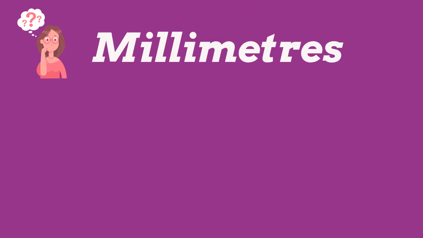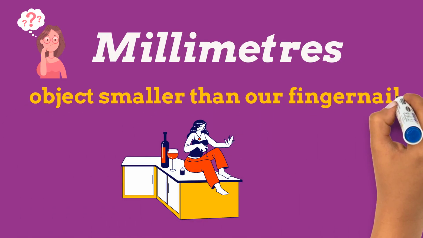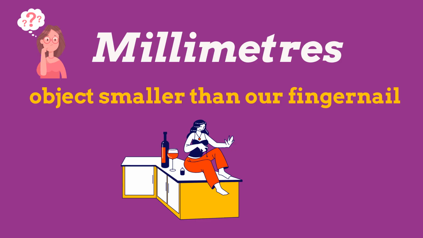Then we have the smallest metric unit. Linear metric unit for length is millimeters. Your fingernail is like 10 millimeters. So, any object that is smaller than our fingernail, we use millimeters. Let us look at a few examples.